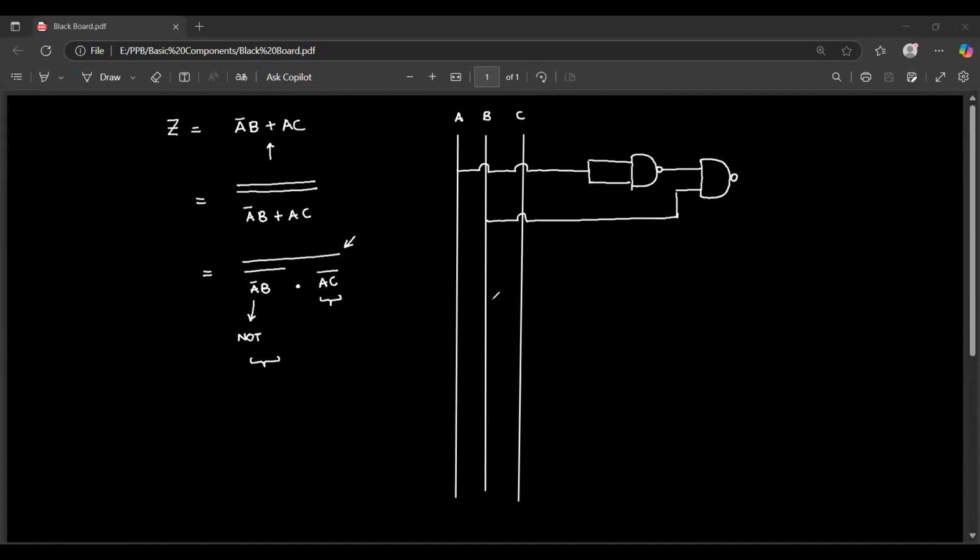And then A and C through a NAND gate also. Let's send A and then C through a NAND gate. Now we can send them through another NAND gate and we can be done with this question. That's all. So this is how you have to draw for this question. Now let's do another question.